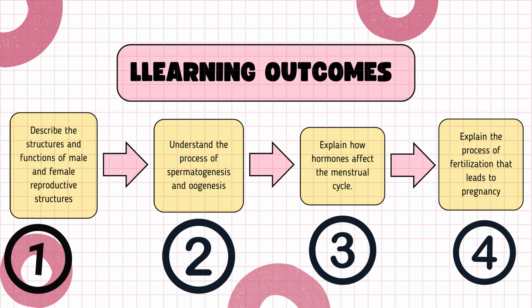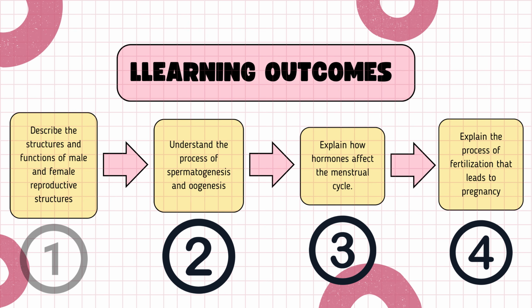The learning outcomes of this course include: 1. Describe the structures and functions of male and female reproductive structures. 2. Understand the process of spermatogenesis and oogenesis. 3. Explain how hormones affect the menstrual cycle. 4. Explain the process of fertilization that leads to pregnancy.